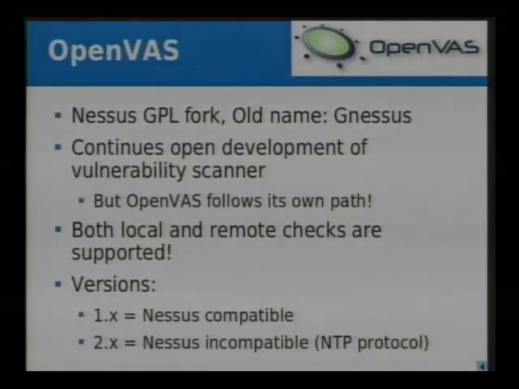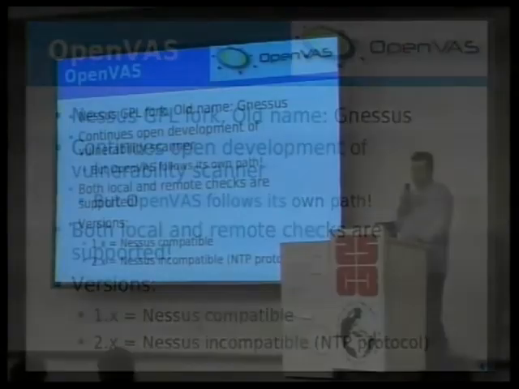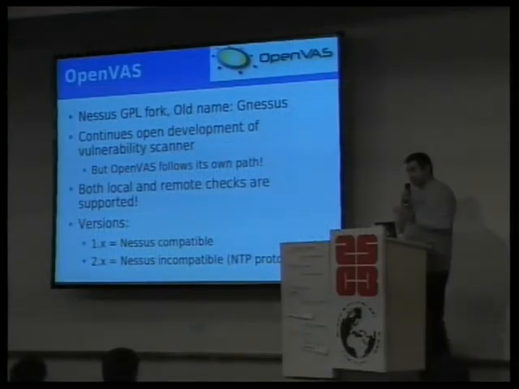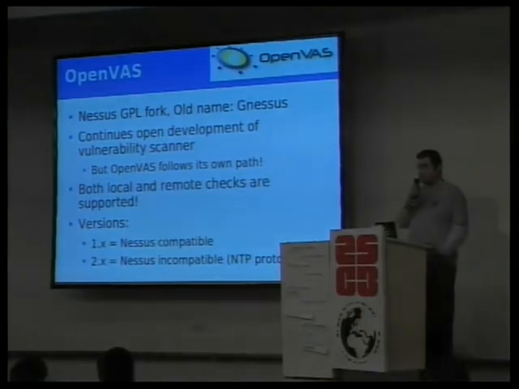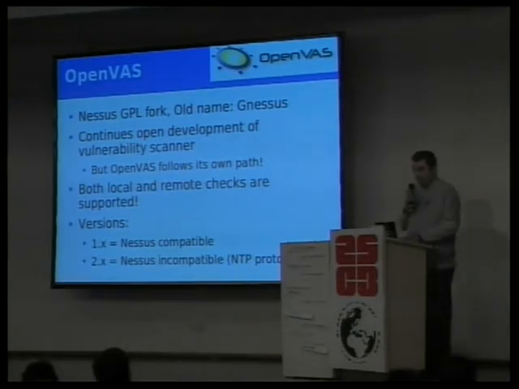You probably remember it from Nessus. That was the old name. Now it's called OpenVAS, and it's a Nessus GPL fork. It continues open development of the vulnerability scanner, but it follows its own path. So you can expect it will break some compatibility with Nessus in the future, of course, as it does today. Currently we released the 2.0 release, which you can download from the website, and you can use it immediately.